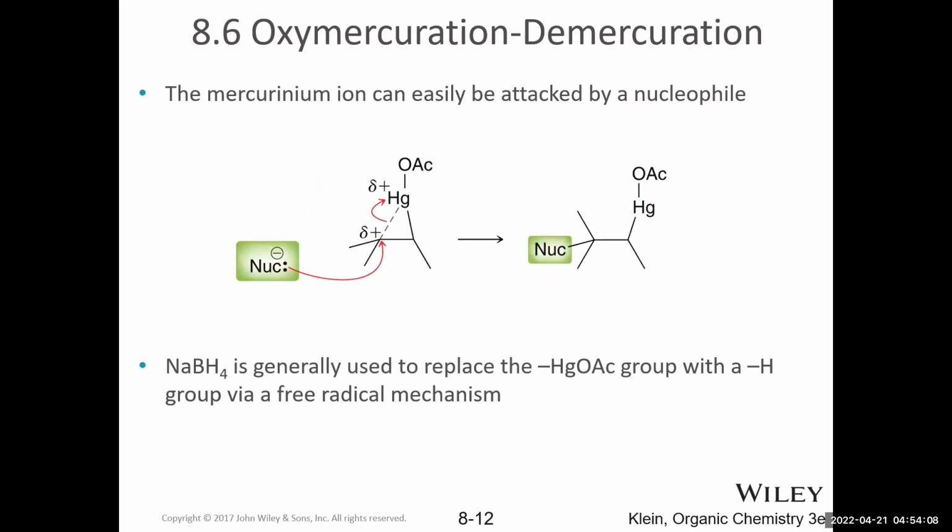Once the mercurinium ion is formed, which, by the way, is not a full bond but kind of a partial bond, where the positive charge is shared between the carbon and the mercury, this is set up for nucleophilic attack. The nucleophile that will attack in this oxymercuration-demercuration reaction is water. Water will be the nucleophile that attacks.